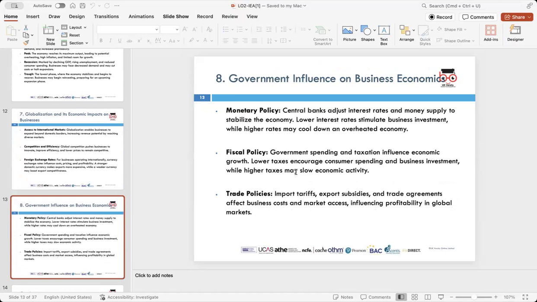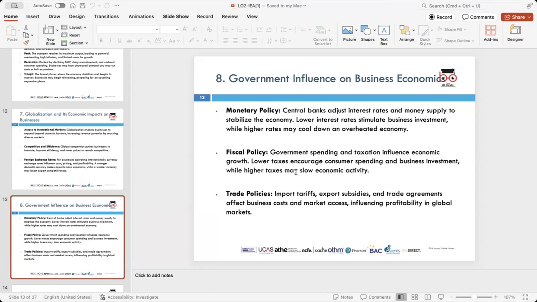Okay, so next is government influence on business economics. Monetary policy, controlled by central banks, adjusts interest rates and money supply to stabilize economic growth. Businesses must monitor these changes to adjust borrowing and investment strategies.